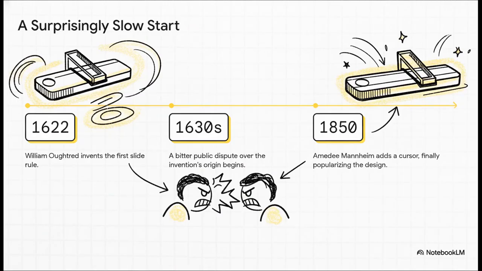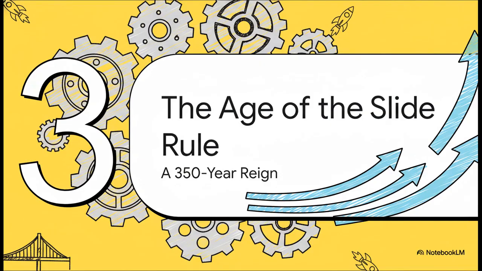But here's a really fascinating twist in the story. Despite its genius, the slide rule didn't actually take off for over 200 years. Oughtred got into this nasty public fight over who really invented it, and the first designs were kind of hard to use. It wasn't until 1850, when a guy named Amédée Mannheim added that sliding cursor we all recognize today, that the tool finally went mainstream. And once it went mainstream, wow, it changed everything.